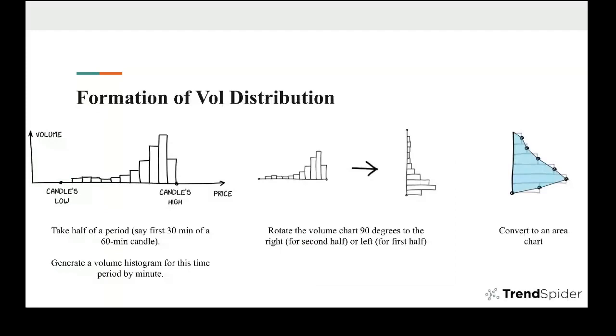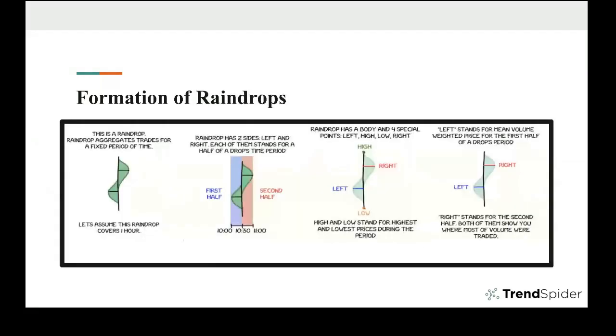The histograms on the right and left side of each raindrop are formed by taking the volume profile for that period and rotating it sideways and converting it into an area chart. It's very simple. There's no magic or black box functionality to this. It's simply showing you where the volume was during that portion of the period, and the area part smooths it out a little bit, so it's not a jagged illustration. When you put it all together, you start to form the actual renderings of the raindrops.